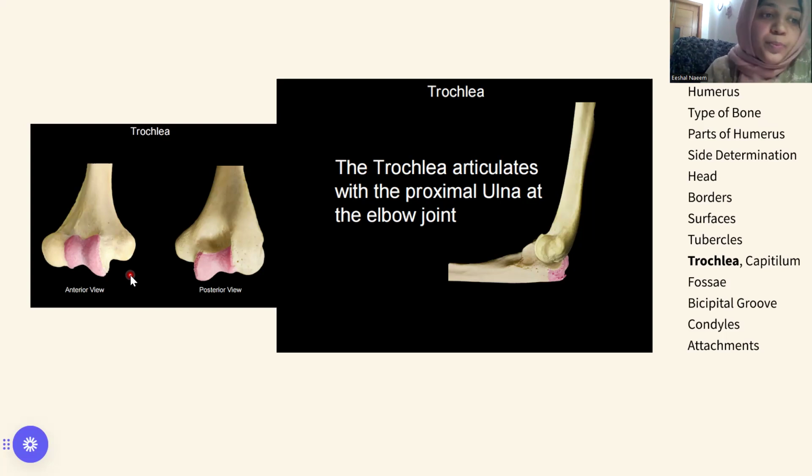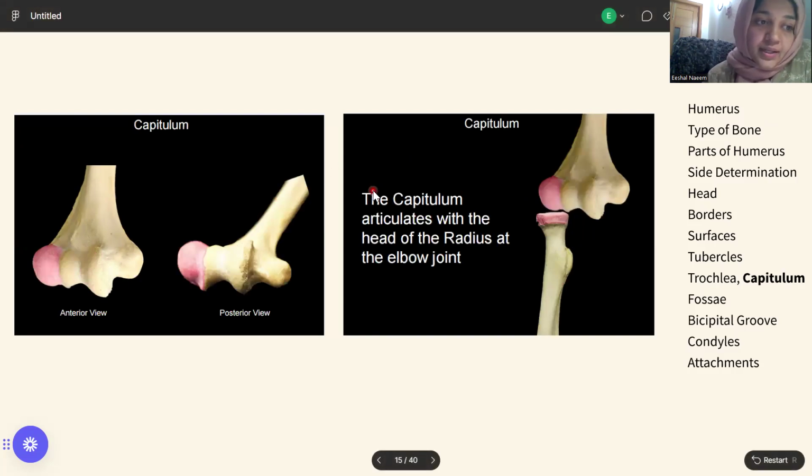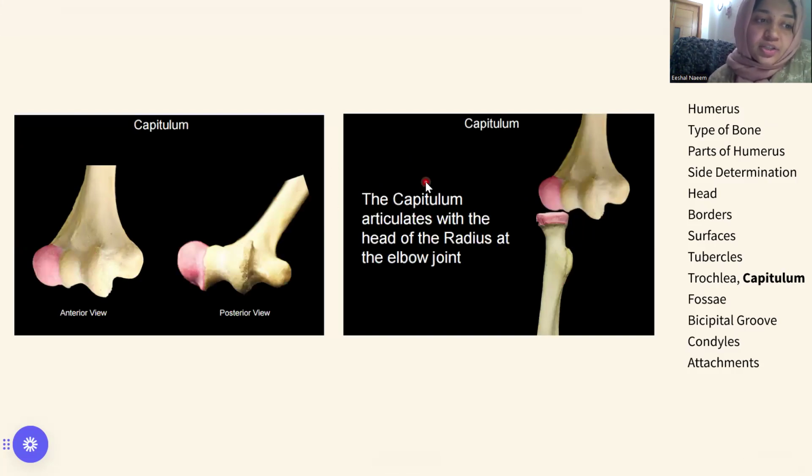The trochlea is a spool-shaped structure that articulates with the ulna, while the capitulum, which we will see now, is a rounded structure that articulates with the head of the radius. Now you can see that there's a capitulum here, right? This articulates with the head of the radius at the elbow joint.